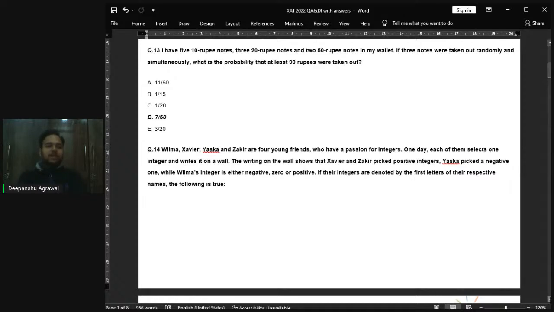Question number 13, it says, I have five 10 rupees note. So we have 5 into 10 rupee note. We have three 20 rupee note, 3 into 20 rupee note, and two 50 rupee note. So 2 into 50 rupee note. So these are the three types of notes that I have in my wallet, right? So this is a question of probability.